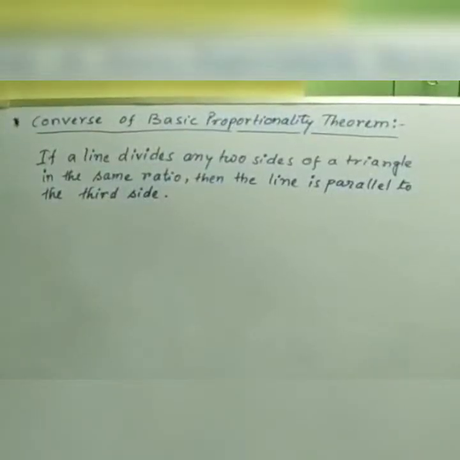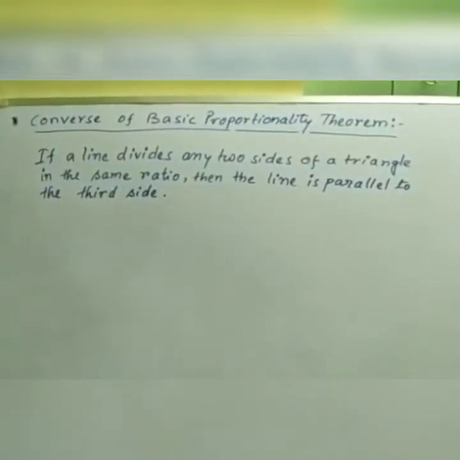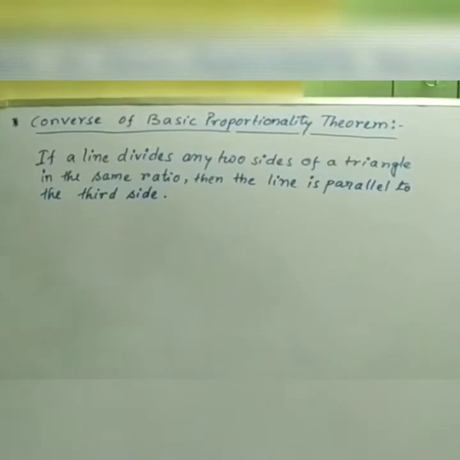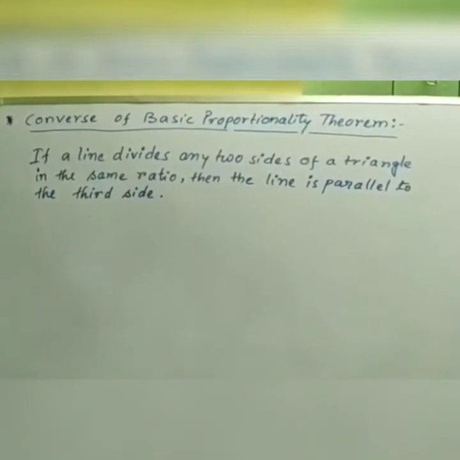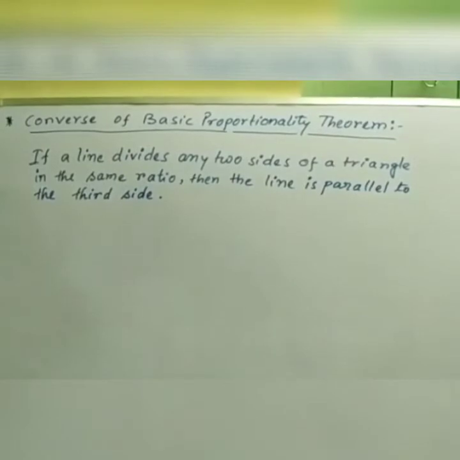Learn about the converse of the basic proportionality theorem. Previously we have learned about the basic proportionality theorem. Now it is totally opposite of it. So at first you need to learn the statement, that is, if a line divides any two sides of a triangle in the same ratio, then the line is parallel to the third side.